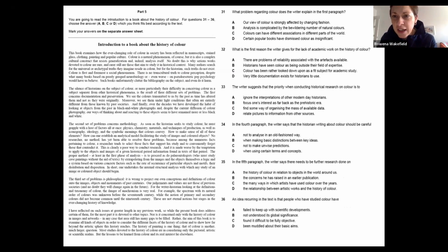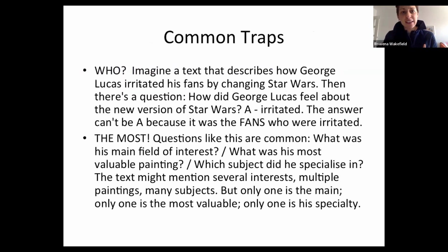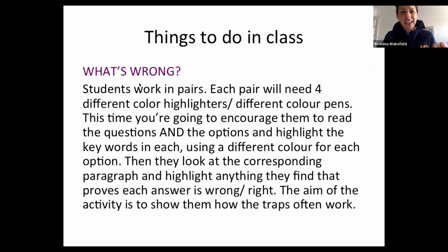Here. Because it's the one I can see, 33 says the writer suggests that the priority when conducting historical research on colour is to blah. So they would change it to, what does the writer suggest is the priority when conducting historical research on colour? So they're changing those statements into questions. The idea of this is that it's going to make it easier for them to find the answers. Sometimes when they're looking at a statement, it can be more difficult. So hopefully with questions, it will help them find it.